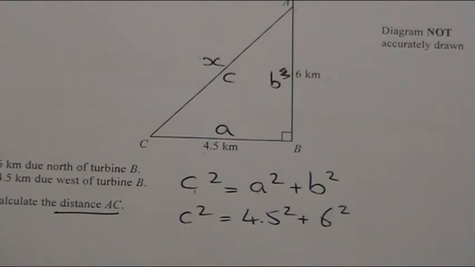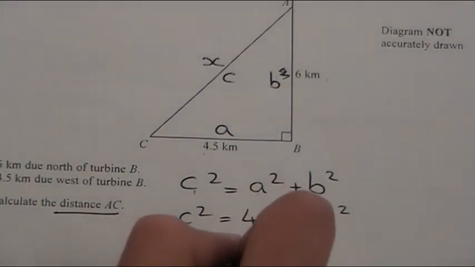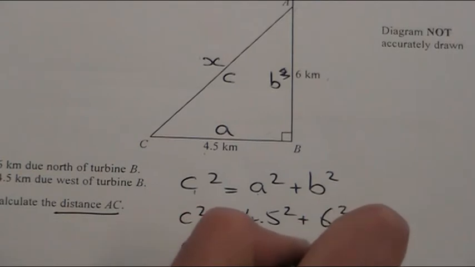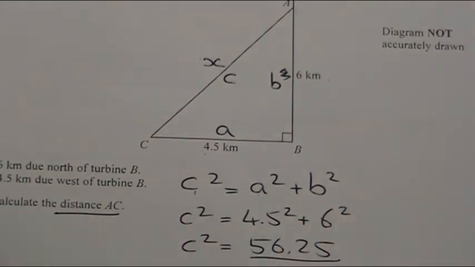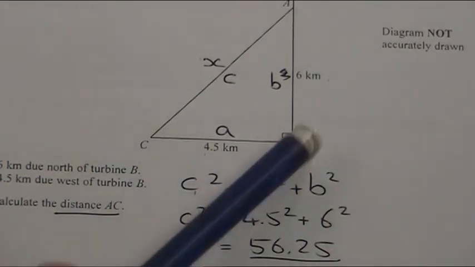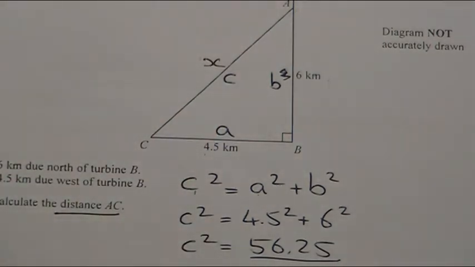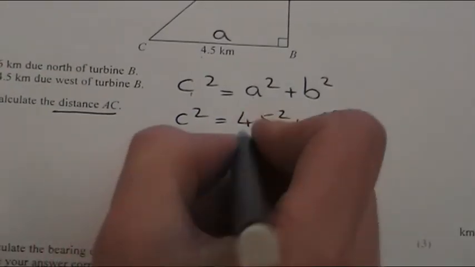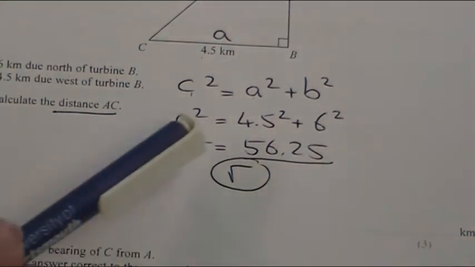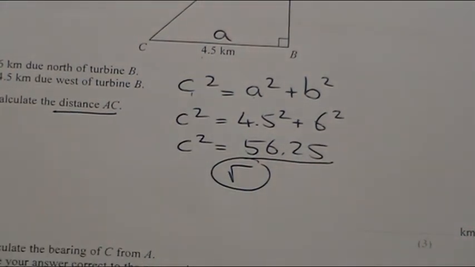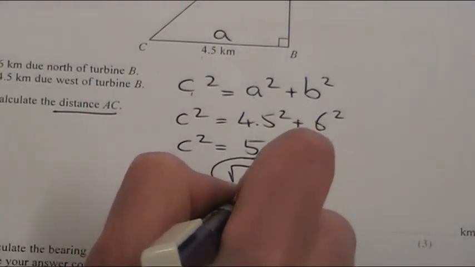So 4.5. Remember the squared button on your calculator. So c squared is 56.25. That obviously isn't the answer, because you can't have 4.5 and 6 and suddenly 56. You must square root, the inverse of squaring. So square root my answer, just use your answer button, and that will give you 7.5.